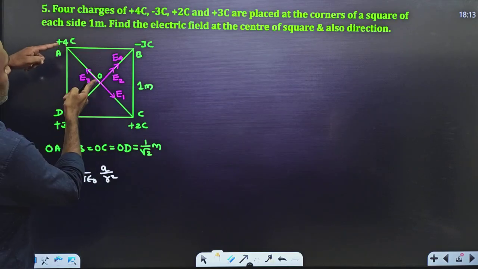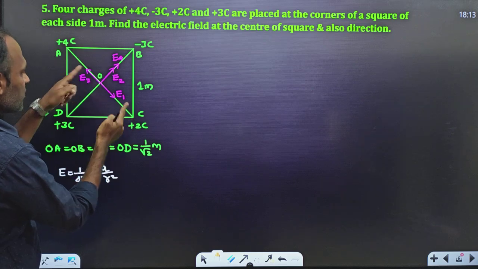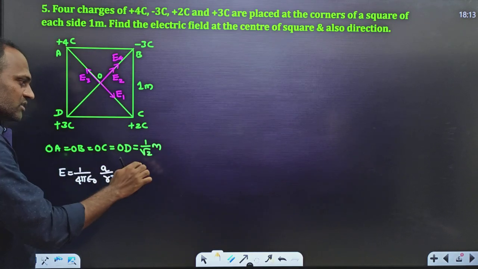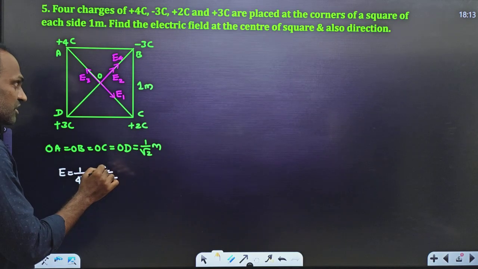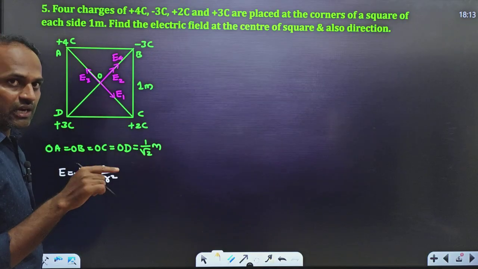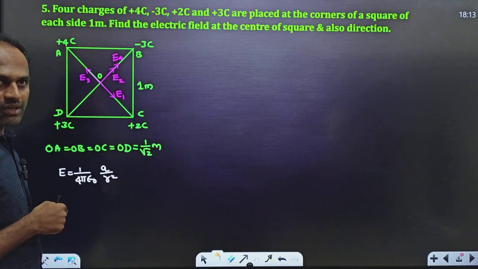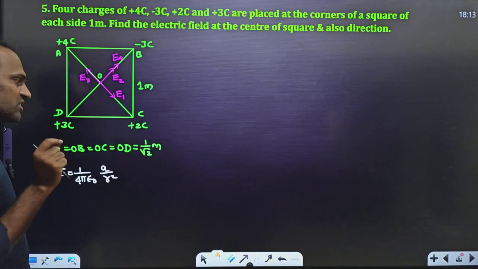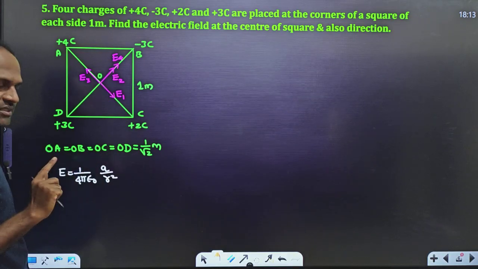See, plus 4 coulomb distance is the same, minus 3 coulomb distance is the same, plus 2 coulomb the same, plus 3 coulomb the same. So distance R for all the charges is 1 by root 2. It is same. For E1, substitute Q1, this is Q1. For E2, 3, don't take minus, substitute as 3 only, because on the basis of minus only we have put the direction. Now we put the direction, so don't put the sign here, just take the magnitude, that is, take 3 as it is, don't take minus 3.